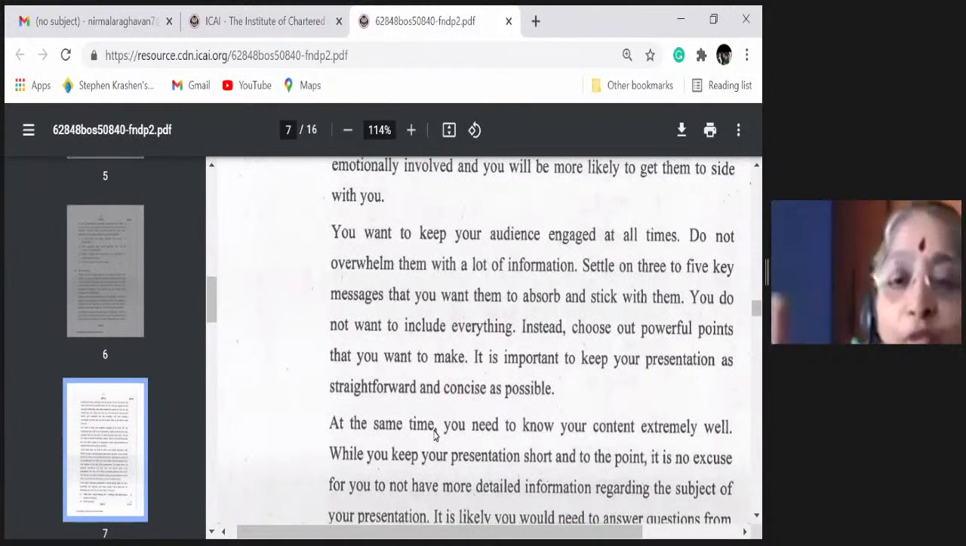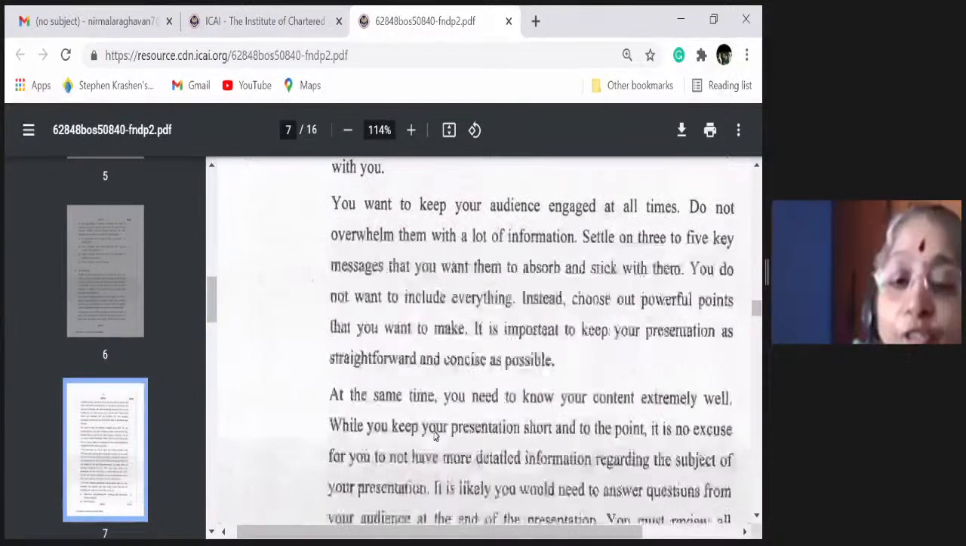Okay, so having said that, engaging the audience at all times. So, the subtopic would be, do not overwhelm them with a lot of information. Don't give a lot of information. Do not present more than 3 or 5 messages. Then, choose only powerful points to make. Yeah, keep your presentation as straightforward and concise. You have 4 subtopics there.